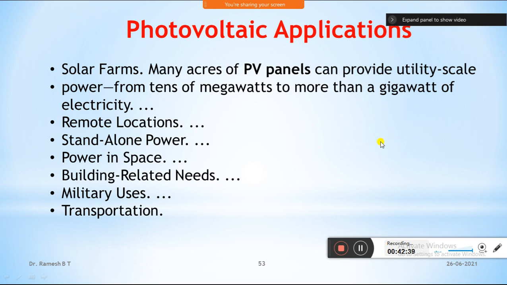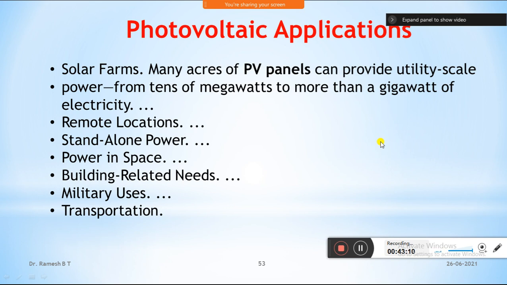Firstly, it is used for power generation; I have just explained the first application, power generation. The second application is solar farms. Acres of PV cells can provide utility-scale power. If you go with solar farms, n number of solar panels are used, and they generate high current, with power generation in terms of megawatts to gigawatts. They will generate a huge amount of electric energy.